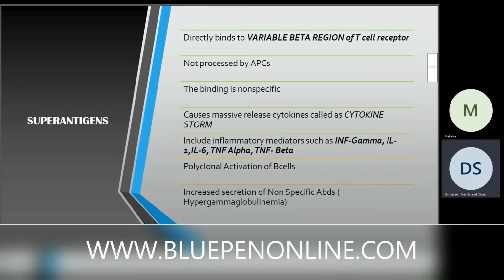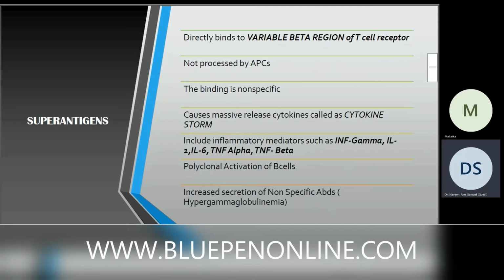So remember that for super antigen, there are no antigen presenting cells. It directly binds to the variable beta region of the T cell receptors. They are not processed by the antigen presenting cells, and hence again the binding is non-specific. Once super antigens bind to the T cells, they cause a very massive cytokine release, and there is no control over it because it is non-specific binding. They cause massive release so that it kills all the bacteria or viruses or foreign bodies in our body. But there is a negative effect because of that.